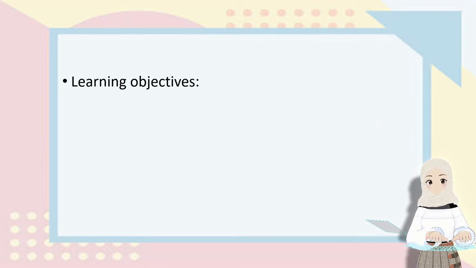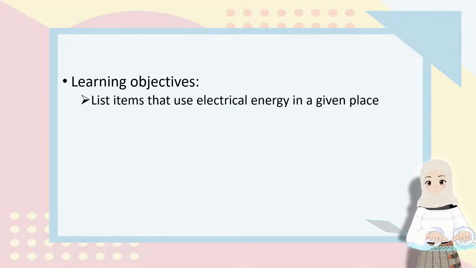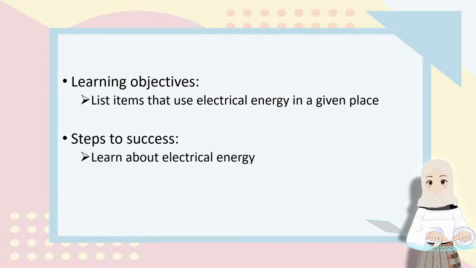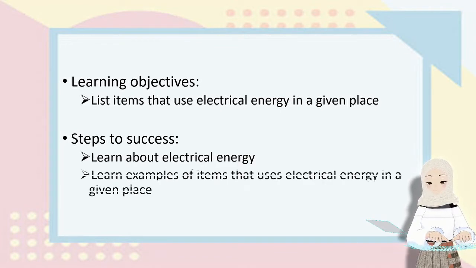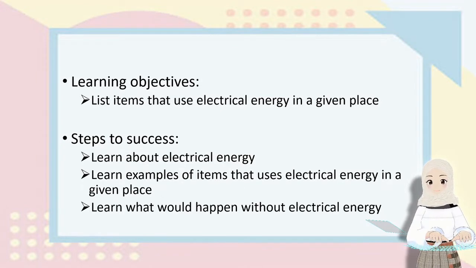So your learning objective for today is to list items that use electrical energy in a given place. Boleh bagi list benda-benda yang menggunakan karan di sesuatu tempat. So your steps to success are to learn about electrical energy, learn examples of items that use electrical energy in a given place, and learn what would happen without electrical energy.